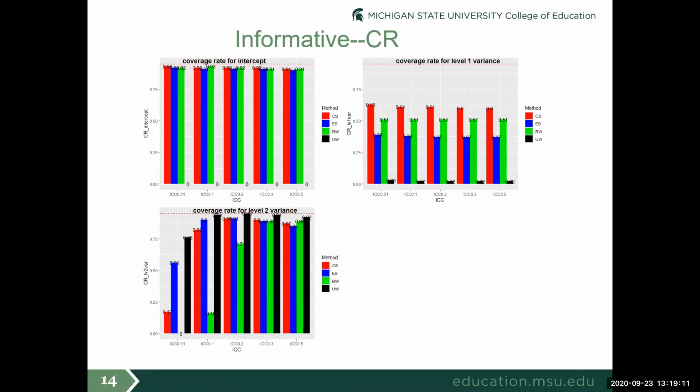As for the ICC effect, the coverage rate for the intercept and the level 1 variance do not show a monotonic decreasing or increasing pattern as ICC increases. Although there are some variations for the coverage rate for level 2 variance, no monotonic pattern can be found. So no ICC effect is found for coverage rate.